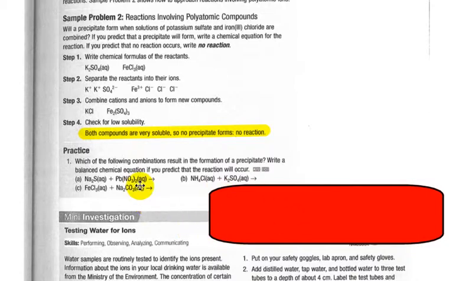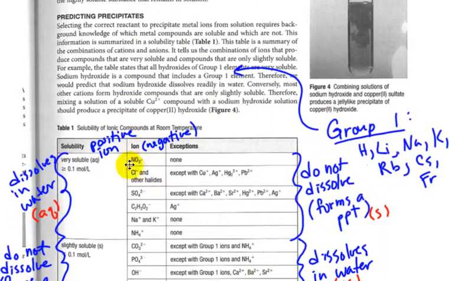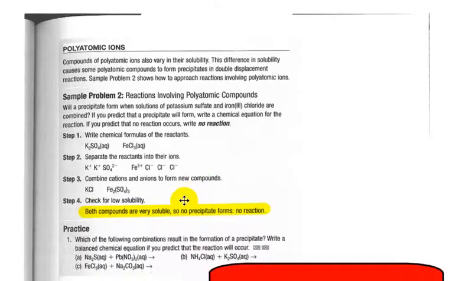Okay, if you had a chance to do the questions, let's look at A, sodium sulfide and lead 2 nitrate. So sodium nitrate. Now one thing should joggle your memory about nitrates. Nitrates are soluble in everything. So the nitrate is not the precipitate.